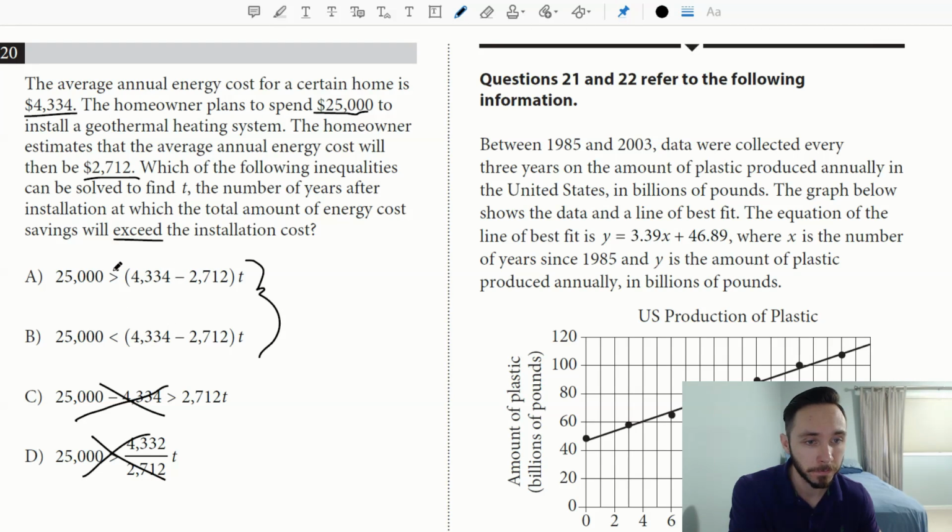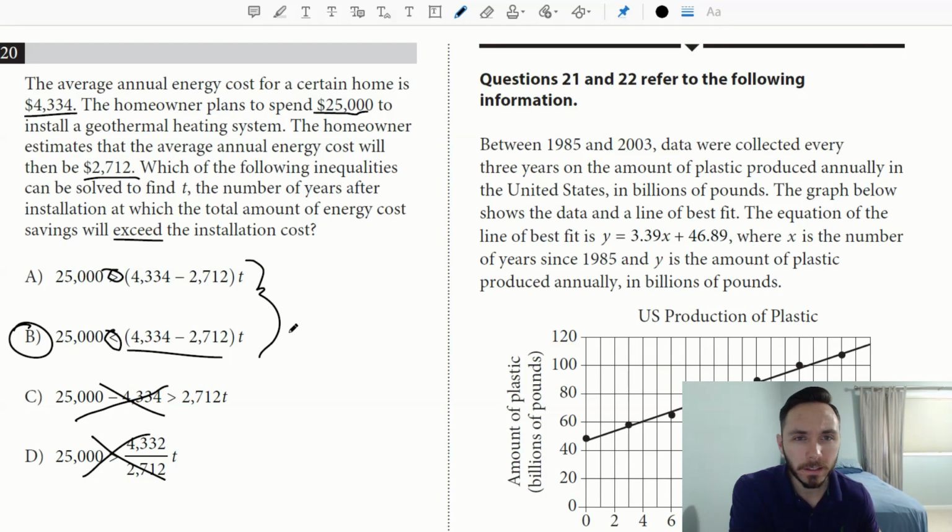So it's just the sign. Let's think about what these statements mean. This is saying that the investment of $25,000 is greater than the difference each year times the number of years. So that makes sense. Here we're saying it's greater though. We want to figure out when that difference per year is going to be greater. We're trying to figure out when that is the bigger number. So actually we're trying to figure out when this thing is bigger. Therefore, B is our answer choice.